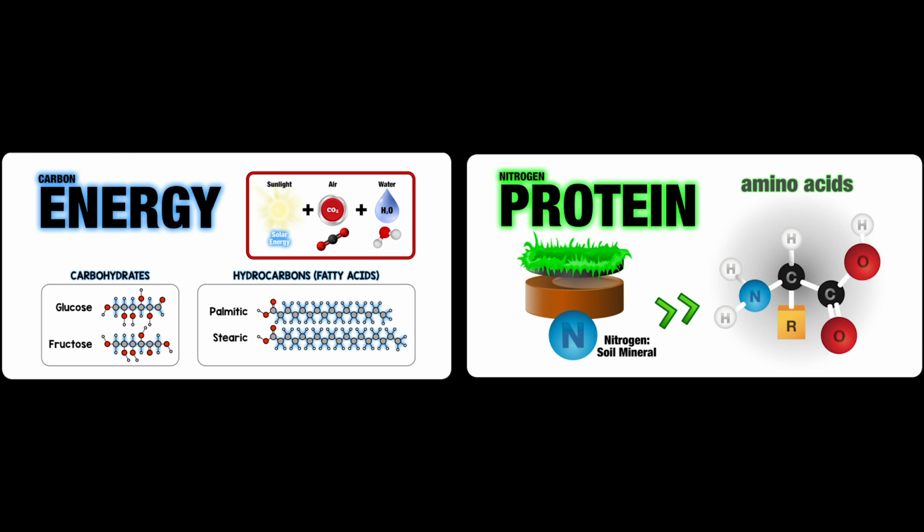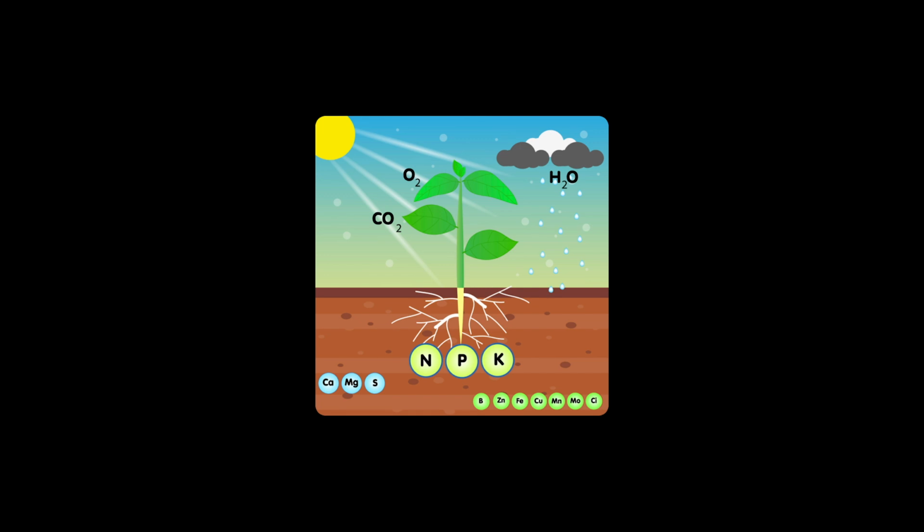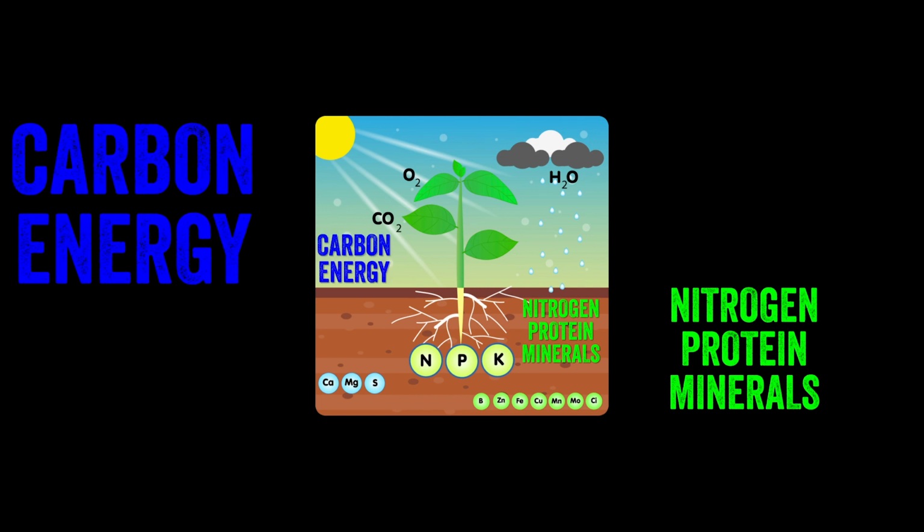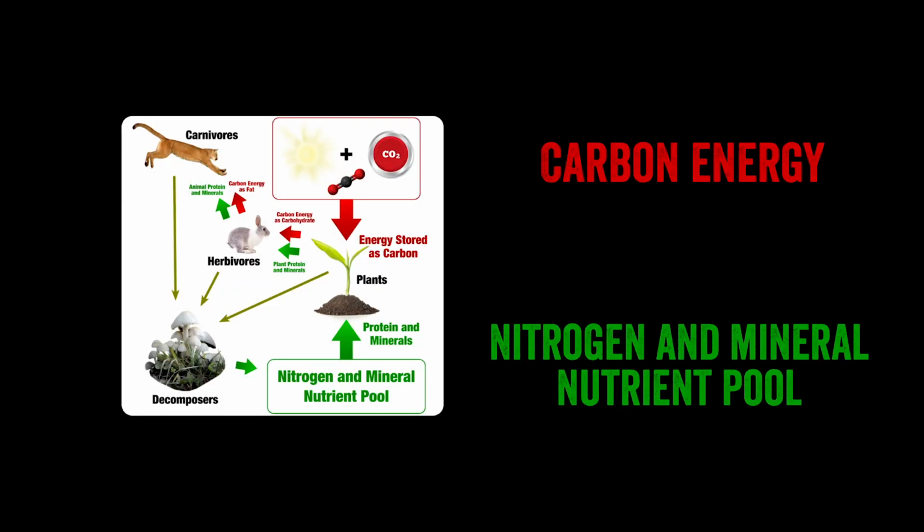Plants are also making all of our protein. They're absorbing nitrogen as a mineral from soil, and they're using that to build amino acids, which are the building blocks of all of our proteins. So your plant is here absorbing nitrogen for protein and other minerals from the soil, and then it's sequestering carbon energy from sunlight using carbon dioxide in the air. Plants draw nitrogen and minerals up from the nitrogen and mineral nutrient pool in topsoil and incorporate them into their bodies. And then they store carbon energy from solar energy using carbon dioxide and store that in their bodies as well.